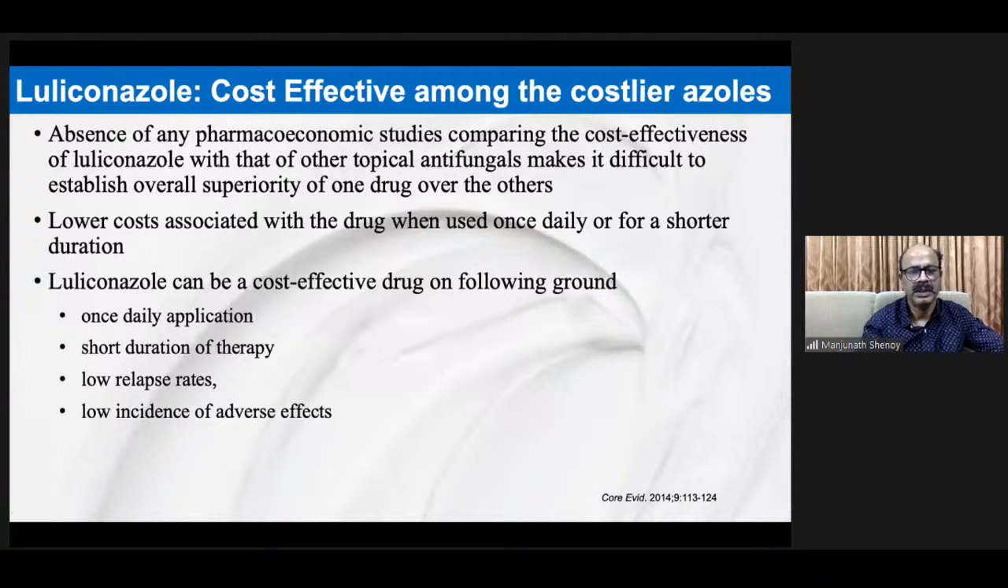So liliconazole can be cost effective because it can be used once daily and for a shorter duration of therapy. So you may probably require a lesser number of tubes as compared to other molecules which have to be used at least twice a day. So that is one of the important aspects. Although liliconazole may appear slightly more expensive than other molecules, this particular aspect makes it fairly cost effective.